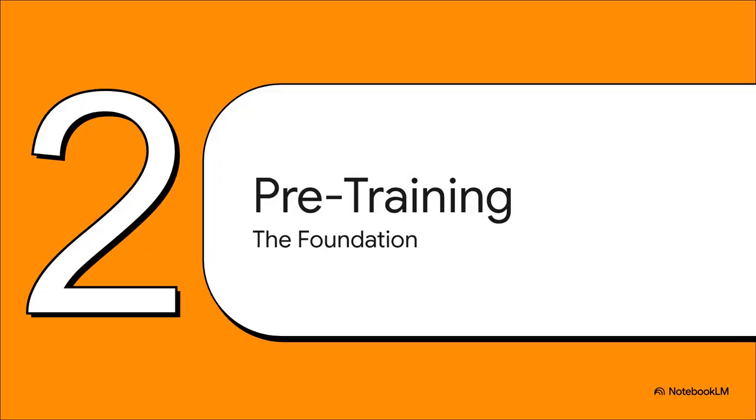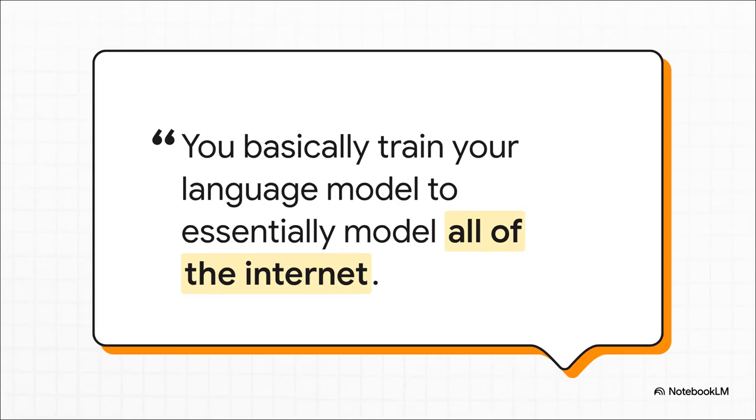Okay, so that brings us to what you could call Act 1 of building an LLM, the massive pre-training phase. This is where the model basically goes to school, so to speak. It's where it builds its raw foundational knowledge about the world. The goal here is pretty straightforward. Create the most comprehensive base of knowledge you possibly can.